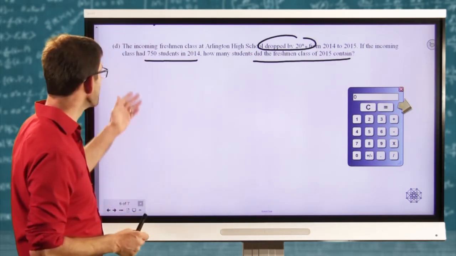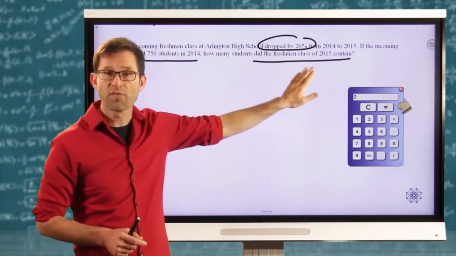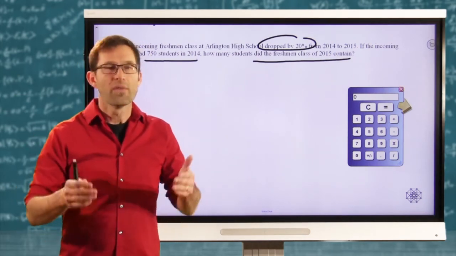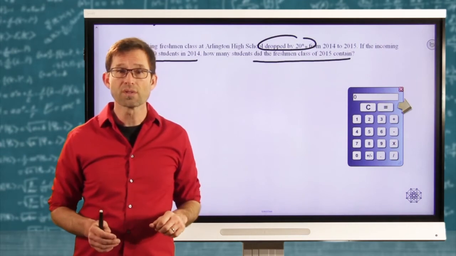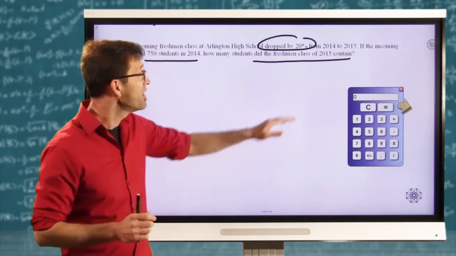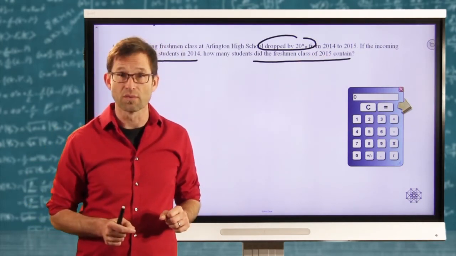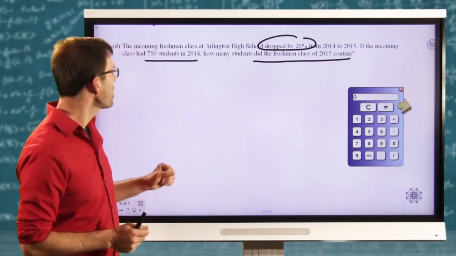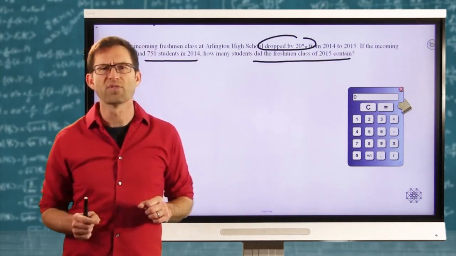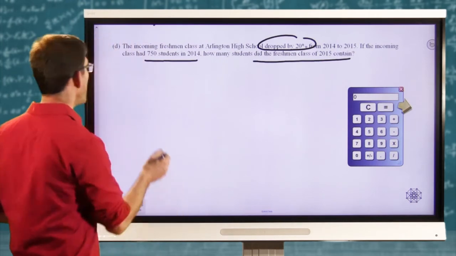Now let's kind of get this, though. It says the incoming freshman class at Arlington High School dropped by 20% from 2014 to 2015, okay? Now understand that. That means that if the incoming class had 100 students, then it would have gone down by 20 out of 100, and then in 2015, we would have obviously had 100 minus 20, or 80 students, okay? But we didn't start with 100 students, we started with 750 students. So the first thing that we have to do is figure out what is 20% of 750, all right?